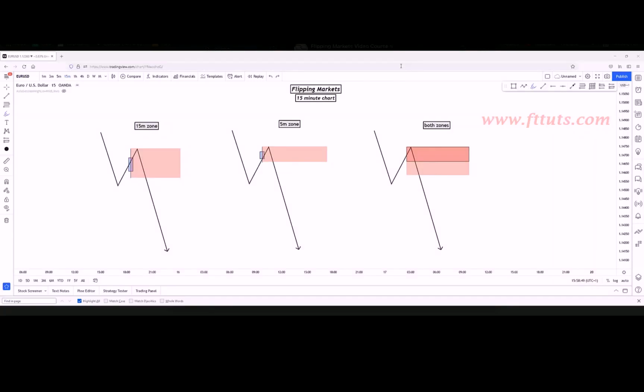Welcome. In this video, we will talk about the refinements. What do we call a refinement? When we have a higher time frame supply or demand zone, we want to check if we can make that zone smaller in the lower time frames. We will use two types of refinements, the 4-hour to the 15-minute and the 15-minute to the 5-minute.